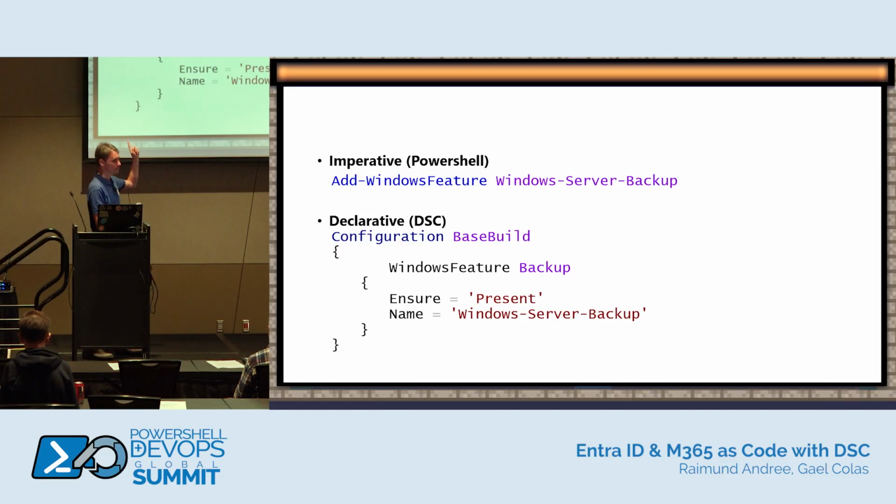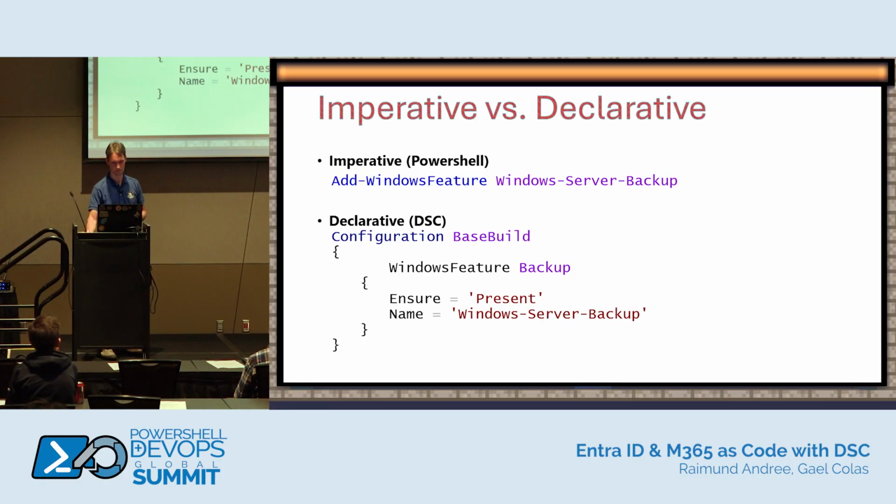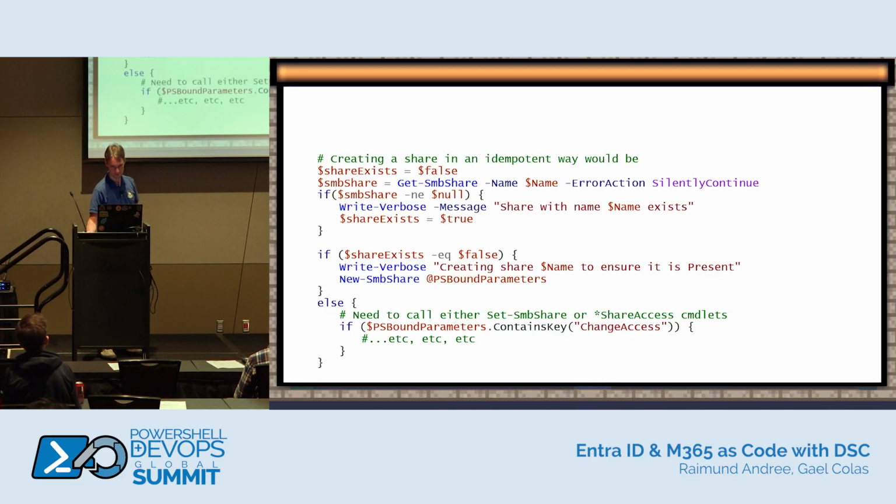This demonstration is pretty easy, a Windows feature, but let's think about a script that is creating a folder and then sharing that folder as a file share. How many checks do you need to implement to make sure that this script always runs in an idempotent way regardless of the state of the machine? And then it looks like this. Right? And this is not even finished halfway.